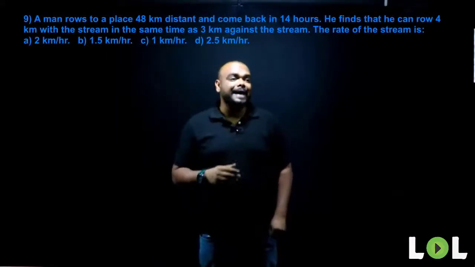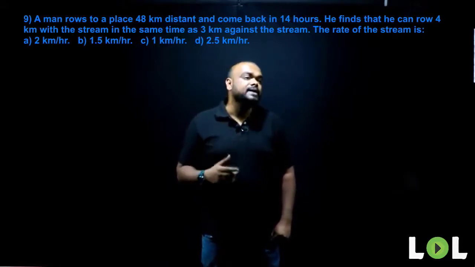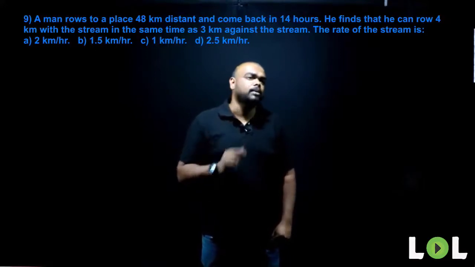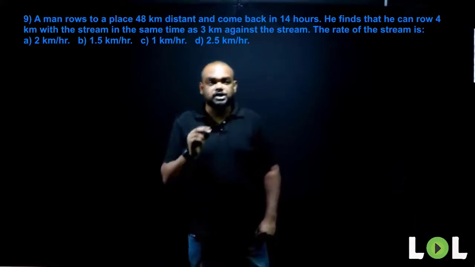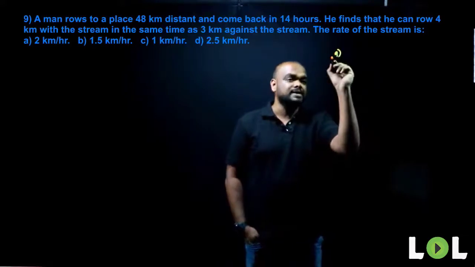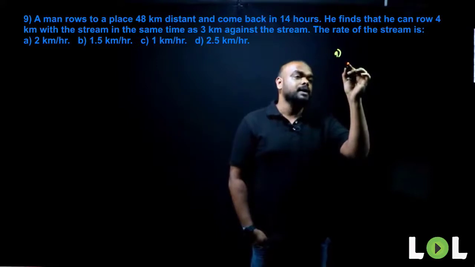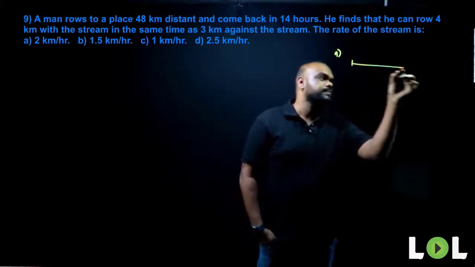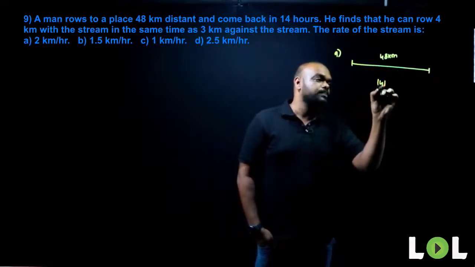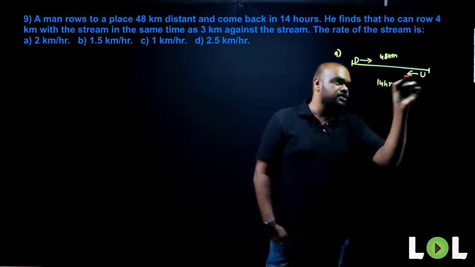A man rows a place 48 kilometer distance and comes back in 14 hours. He finds that he can row 4 kilometers with the stream in the same time as 3 kilometers against the stream. The rate of the stream is, okay, one more tricky question. Careful. Let me explain the question. What does it say? A man rows 48 kilometer distance, and comes back in 14 hours. So for going and coming back, it means one side it has to be downstream and the other side it has to be upstream.